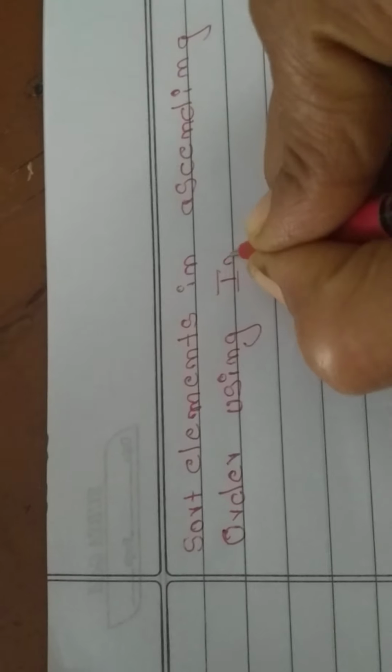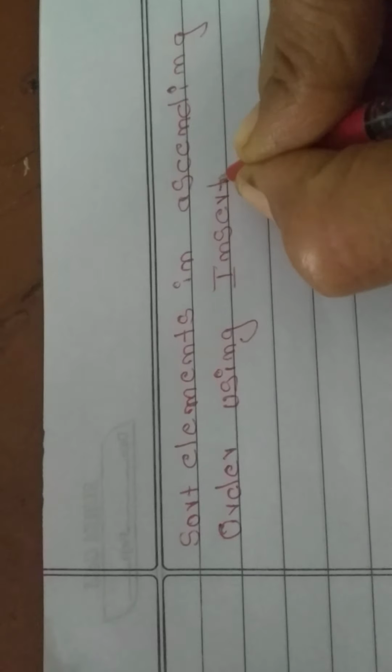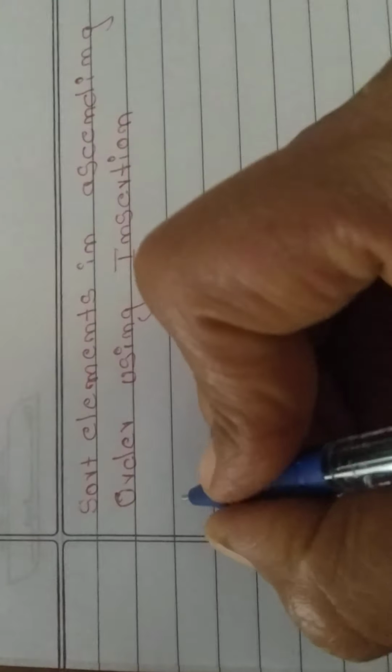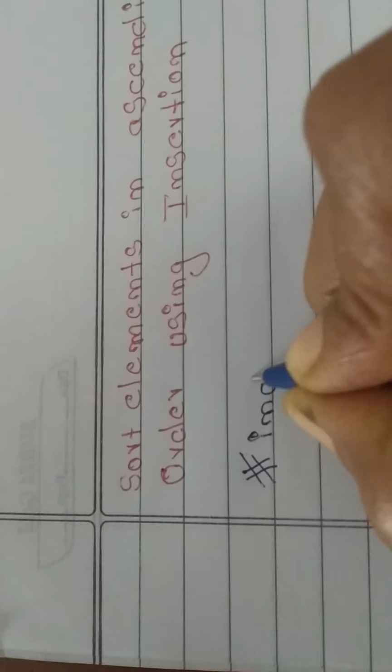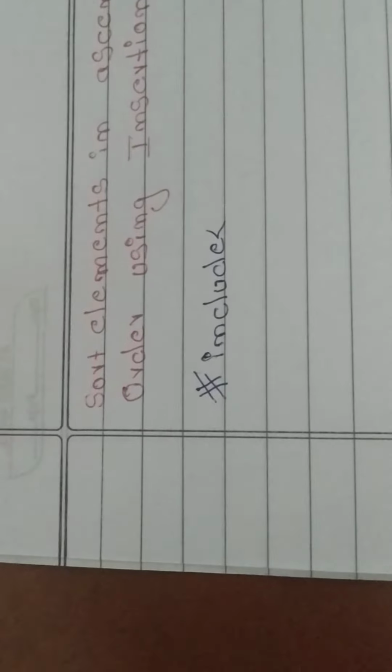Many methods are there to arrange the numbers in ascending order, but in your curriculum, insertion sort is given. I told you already in the first 3 programs that every program will start with preprocessor directives. What is preprocessor? Pre means before processor. Before the CPU, the compiler is there. Means this task is for the compiler.